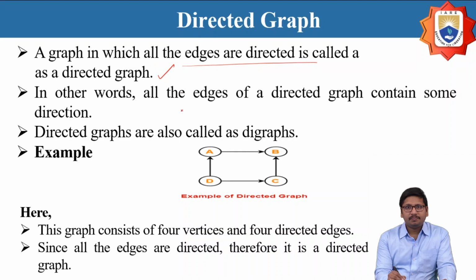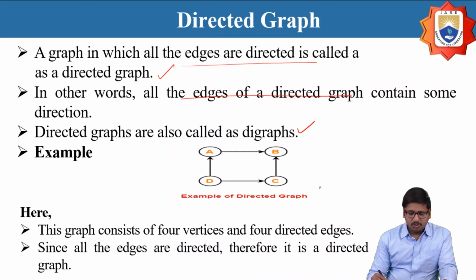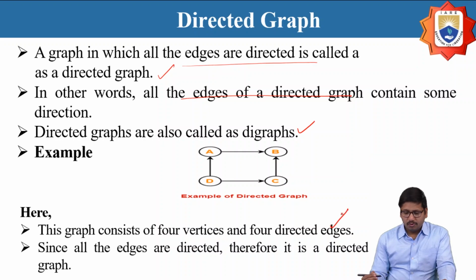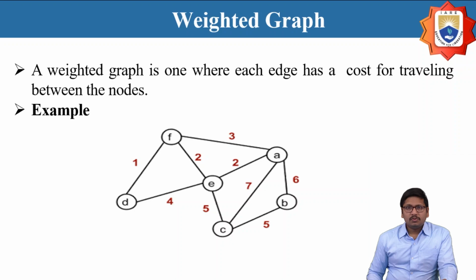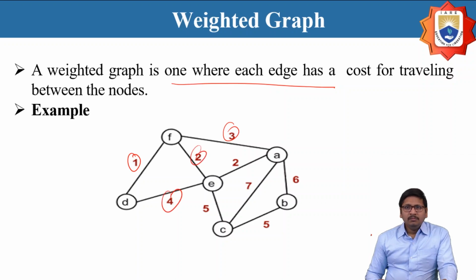A graph in which all edges are directed is nothing but a directed graph. In other words, all the edges of a directed graph contain some direction, and this directed graph is also called a digraph. The graph consists of four vertices and four directed edges, and since all edges are directed, it should be called a directed graph. And weighted graph, so a weighted graph is one where each edge has the cost of traveling between the nodes here. So if weights are assigned to each edge, then I can say this should be the weighted graph.